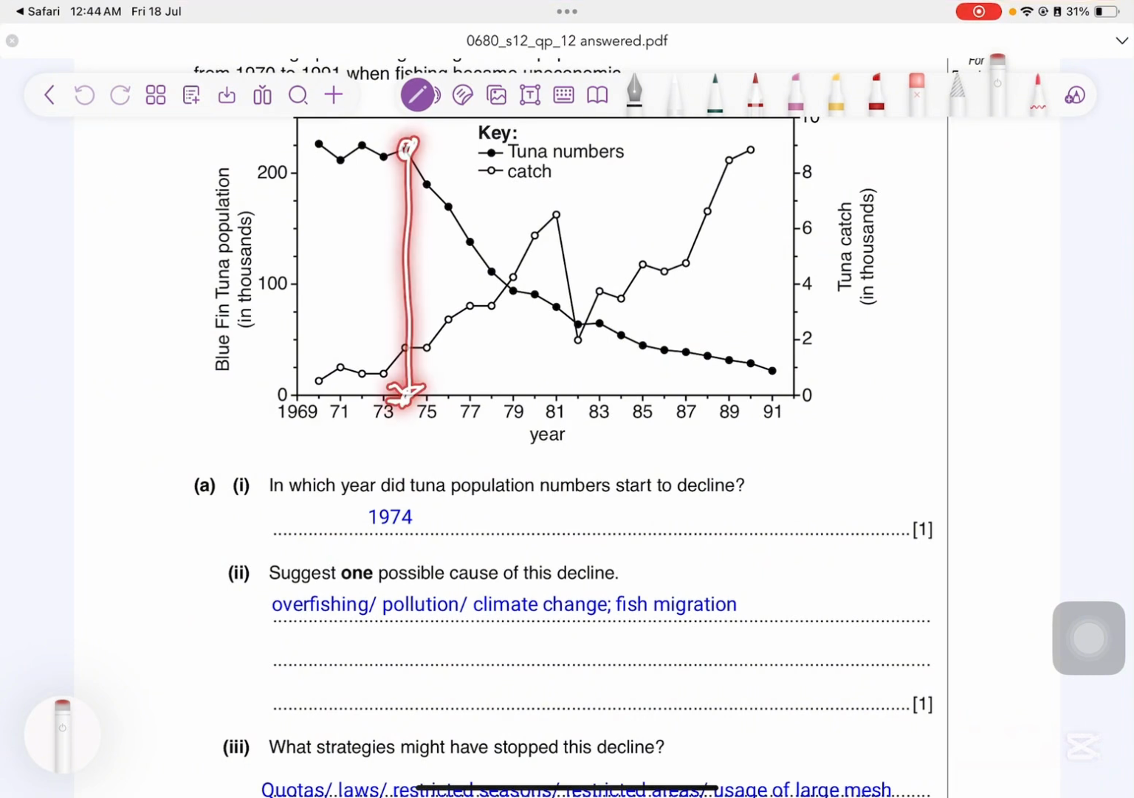This part, 1974. Suggest one possible cause for this decline. Catch, of course, that's the main thing. Overfishing. You can say disease, you can say pollution, you can say fish migration, you can say any reason that could cause their decrease in number or their death.